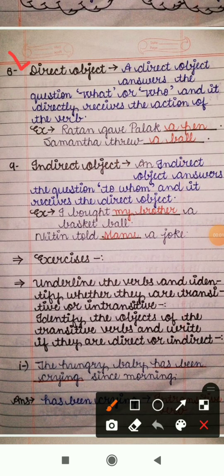Next definition is of direct object. Now let's see. A direct object answers the question what or who, and it directly receives the action of the verb. So what a direct object does, it always gives the answer of what or who that is related to the verb only, and it directly receives the action of the verb.